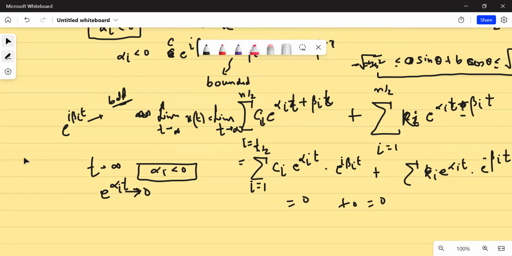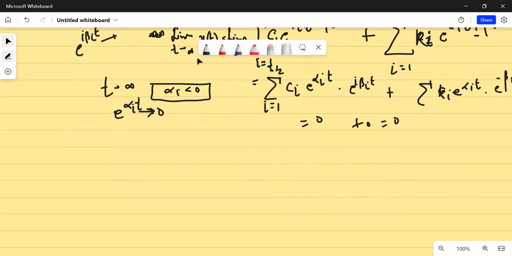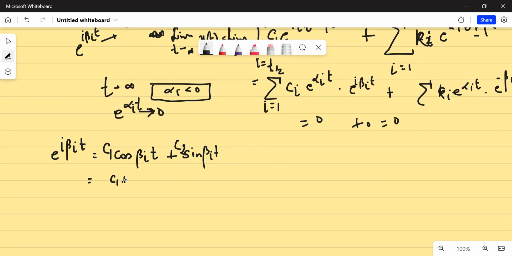Sir, will the function e to the power iota beta t always remain bounded? Absolutely it will remain bounded. Look, if I write e^(iβ_i t), what will you write it as? cos β_i t plus i sin β_i t. Well, obviously there would be some constants, I'm not writing them, so it will be some constant, isn't it? Because this c_i would anyway remain. So overall this particular term, even if you add it, ultimately it will be c2, c3, c4, cn times cos.